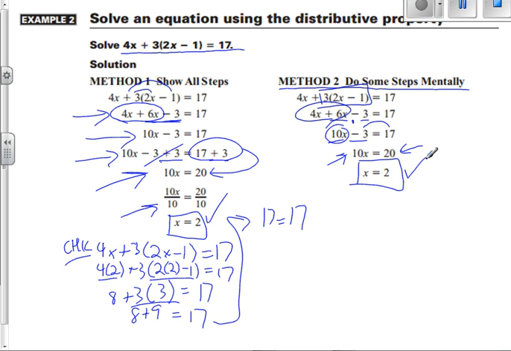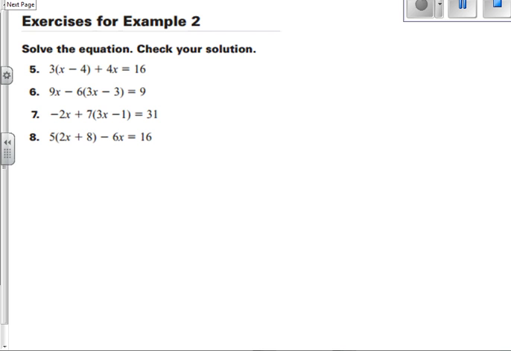So let's see what's next. Do we have anything left? Yes, exercises for you. Yay, you have exercises to do, 5, 6, 7, and 8. So I need for you to pause the video, and once you work the problems, I need for you to start the video back up, and then we'll check our answers together, okay?